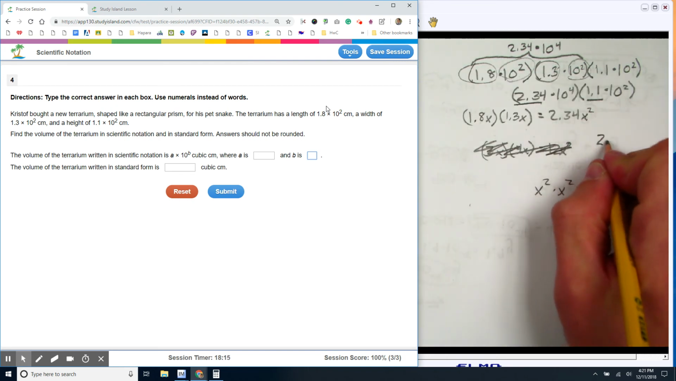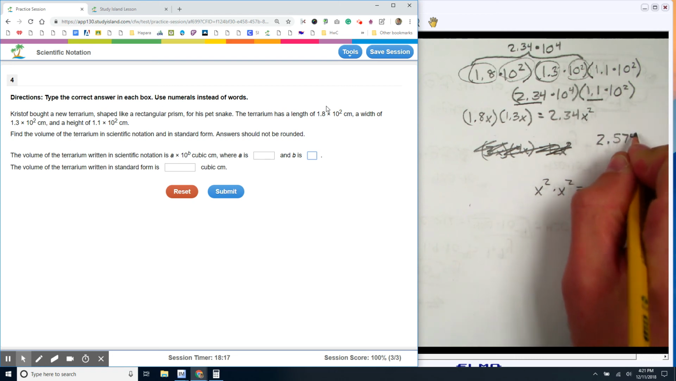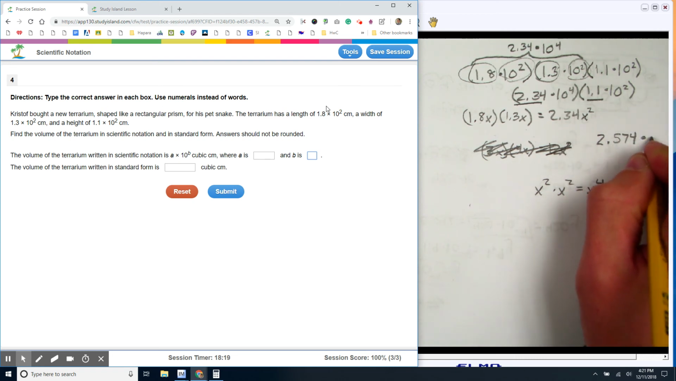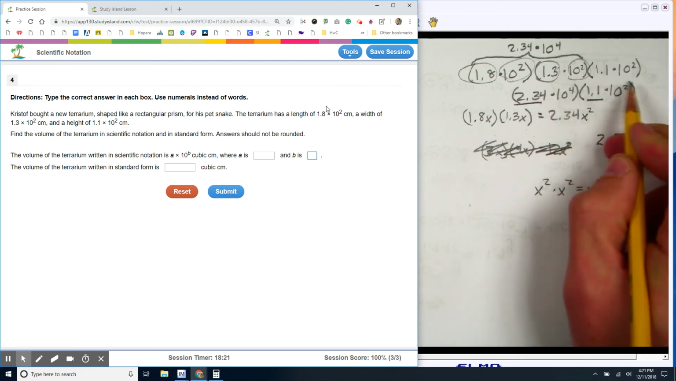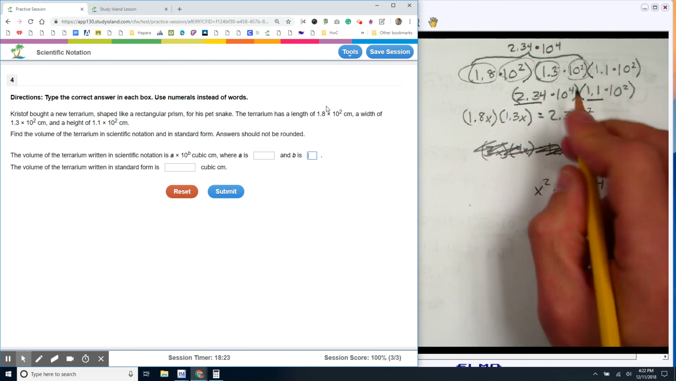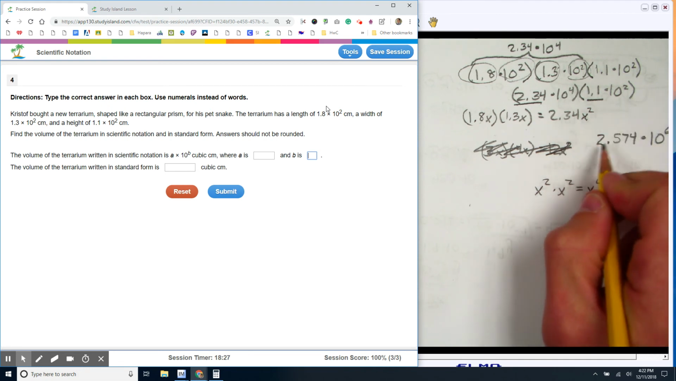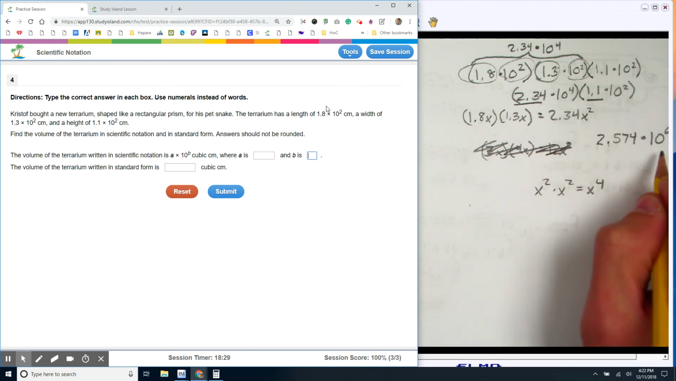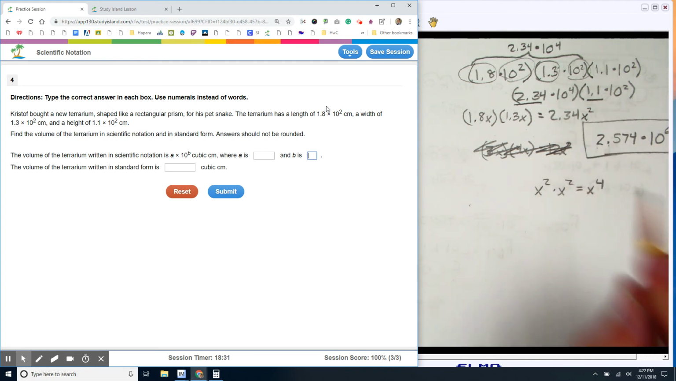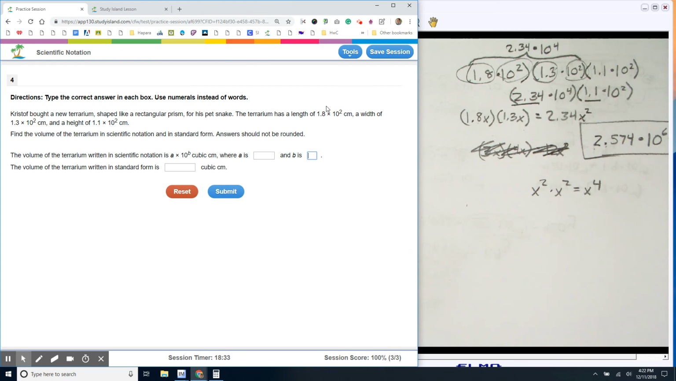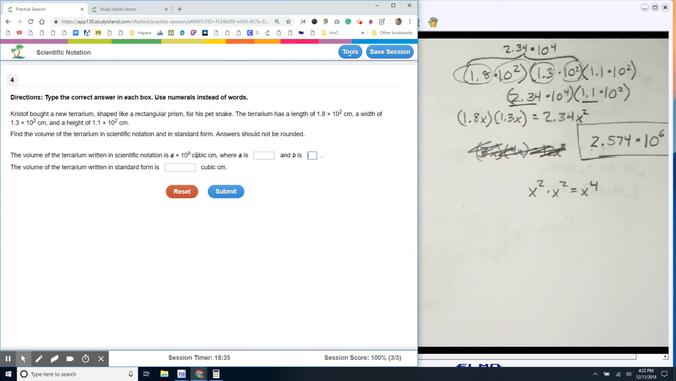So I've got 2.574 times 10 to the 4th times 10 squared, which is 10 to the 6th. And we have one digit in our decimal place already, times 10 to an exponent, so that's scientific notation. So let's go ahead and fill this in. A times 10 to the B, A is 2.574, and B is 6.